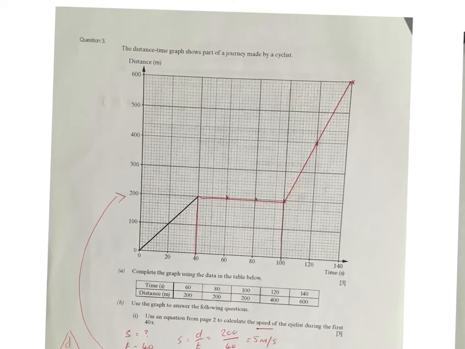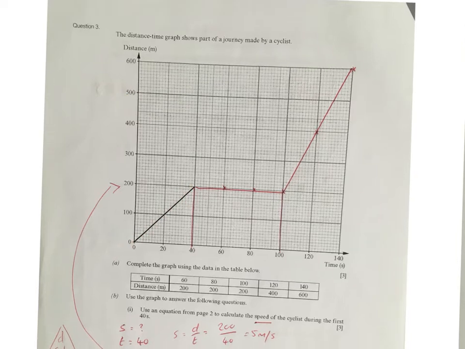Then we come on to a distance time graph now. So this is not a velocity time graph, it's a distance time graph. So these numbers represent meters. So this line is going to represent a steady speed.